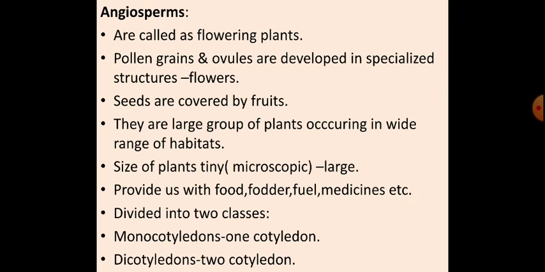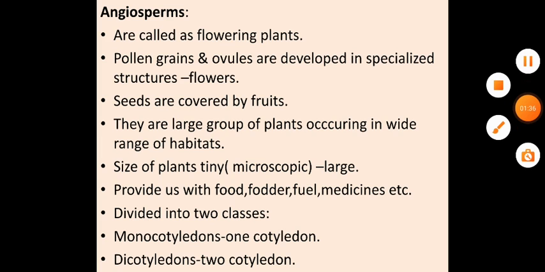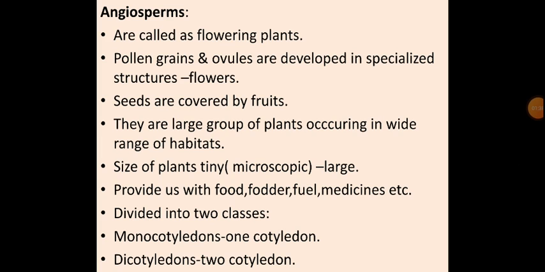So here the pollen grains and ovules are developed in a specialized structure called flowers. What are pollen grains? Pollen grains are male gametes and ovules are female gametes. They are developed in a specialized structure called a flower. So the flower is the reproductive organ of a plant where both male and female sex organs are present inside the flower.